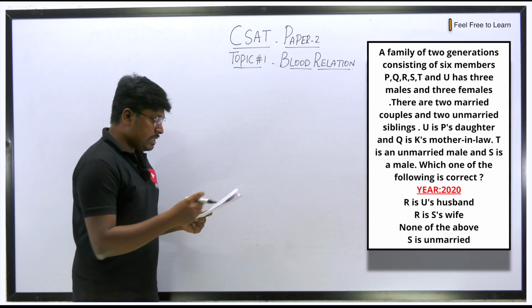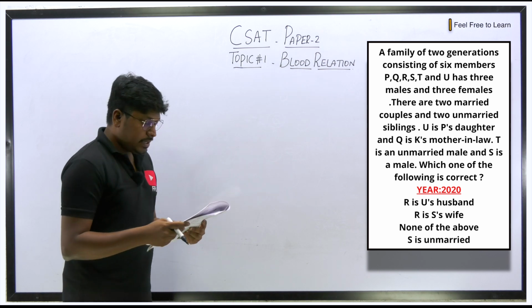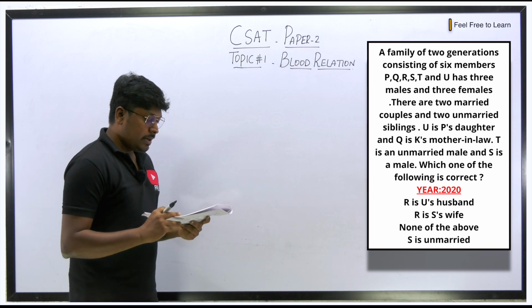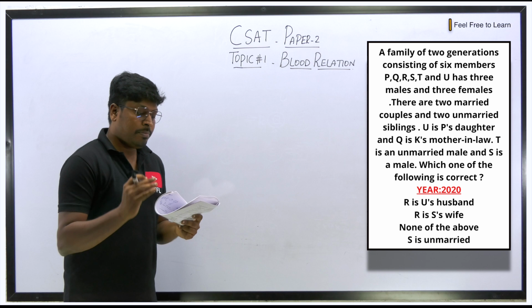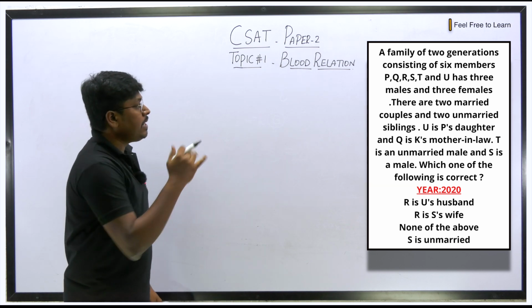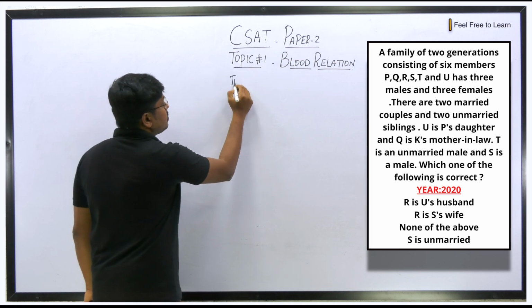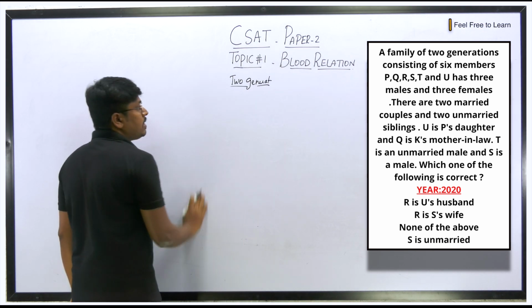So here is the next memory based question, and it was asked in the 2020 exam. A family of 2 generations consists of 6 members P to U, with 3 male members and 3 female members. There are 2 married couples and there are 2 unmarried siblings. So after reading this passage, keep that in mind. The most important word here is 2 generations, right? So the family consists of only 2 generations, that is important.